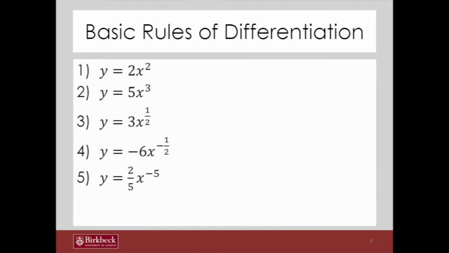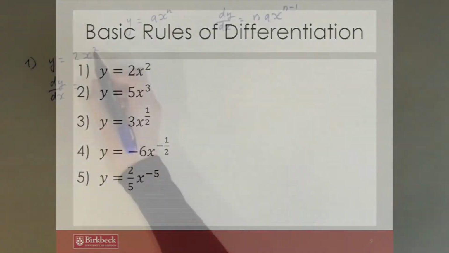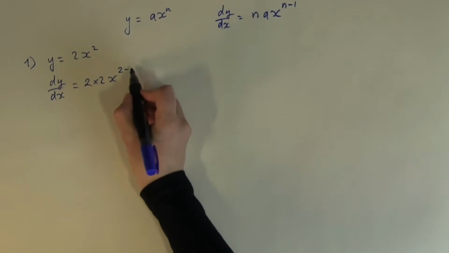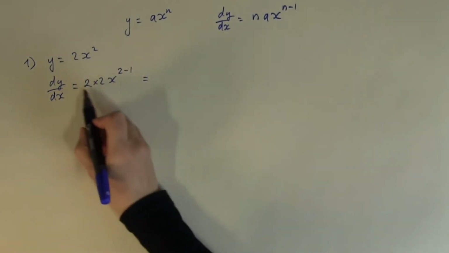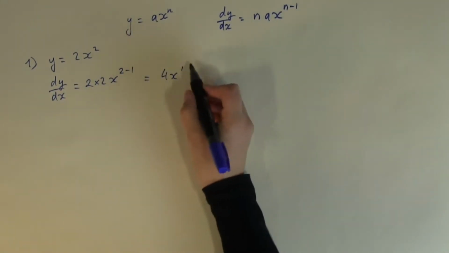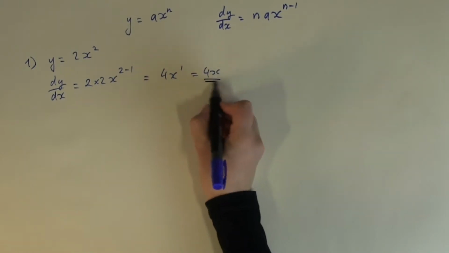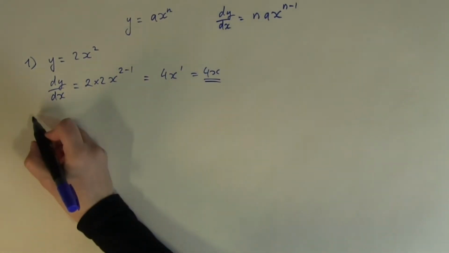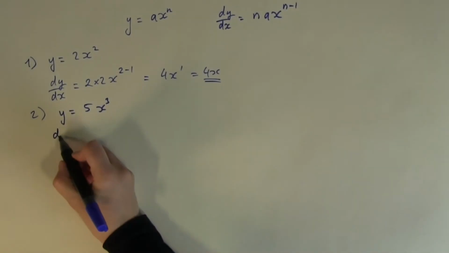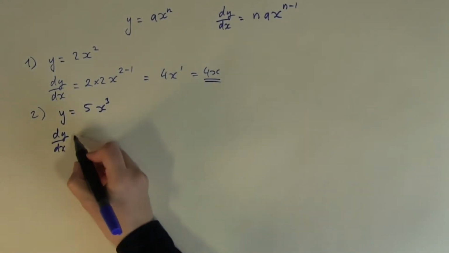So if my function is 2x squared, then what do I need to do to find the derivative? I need to bring the power down, so 2 times 2, and I need to lower the power by 1. So 2 times 2 makes it 4, 2 minus 1 makes it 1, but x to the 1 is just x, so the derivative is actually 4x. Second example, y equals 5x cubed. So what is the derivative of this power function?